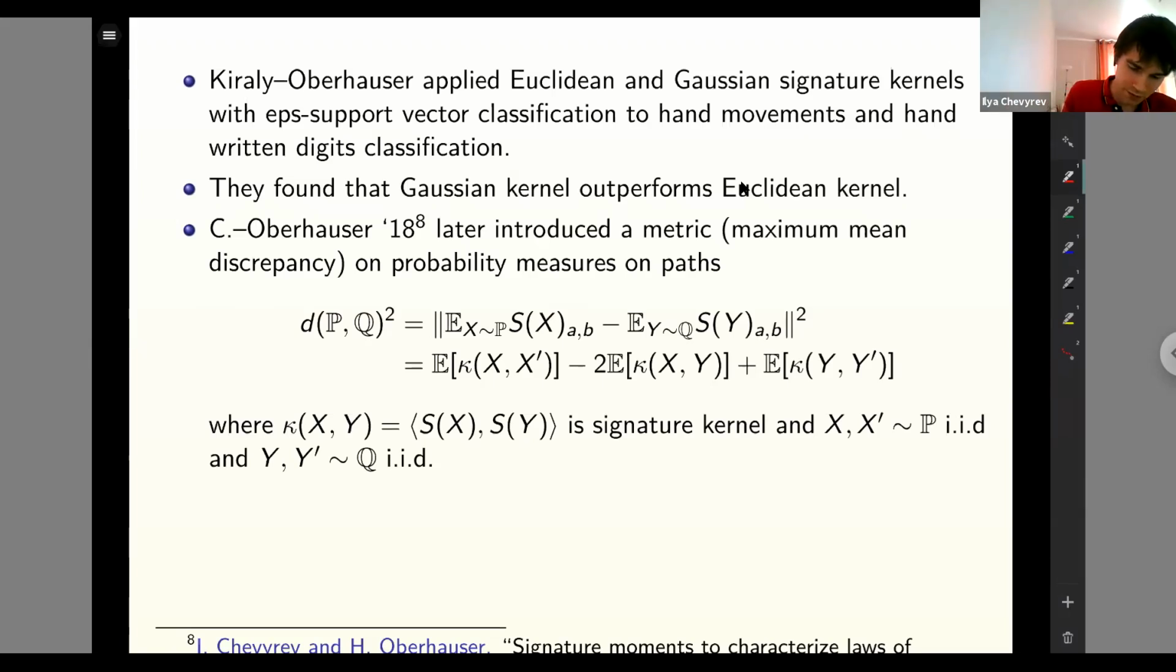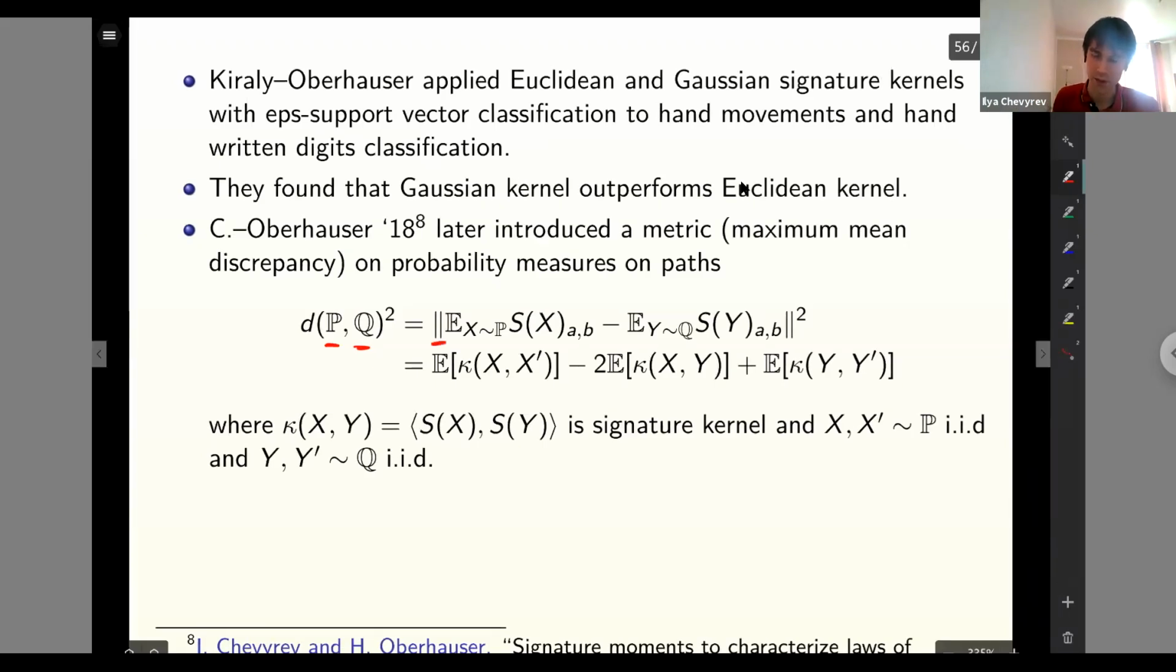So given two probability measures on paths P and Q, we define the square of this metric as essentially the difference between the expected values of their signatures, squared. This difference comes from the inner product that we put on the space of tensor series. One can show that, provided that your probability measures are sufficiently well behaved, this gives you an actual metric on them.